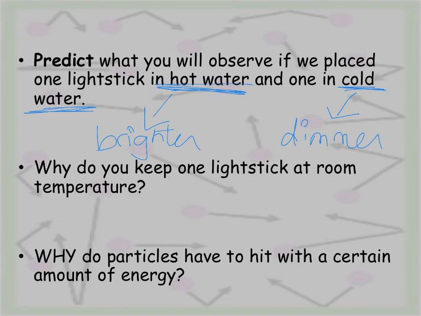All right, now we keep the one light stick at room temperature because we need that control element, right? We need something that is our control, okay? And the whole reason why particles have to hit with a certain amount of energy is to break those bonds in the reactants, okay? Must break those bonds.